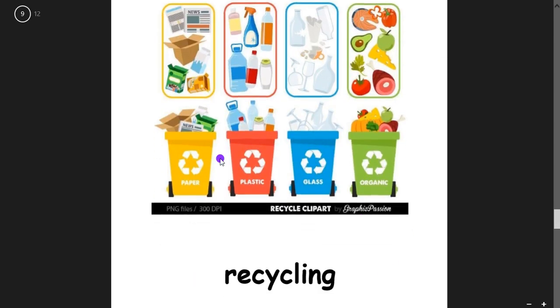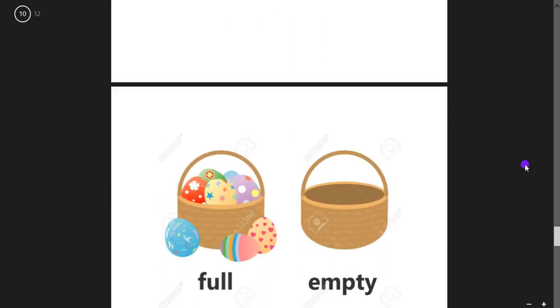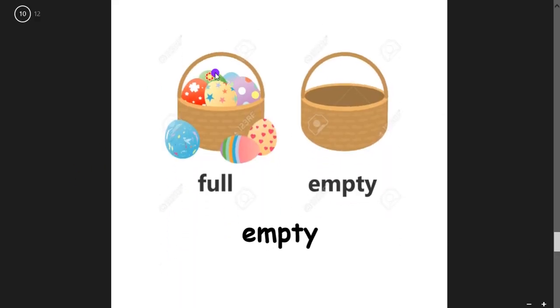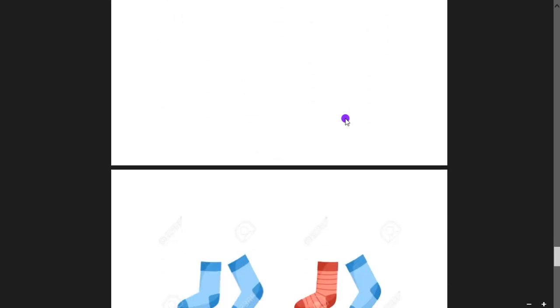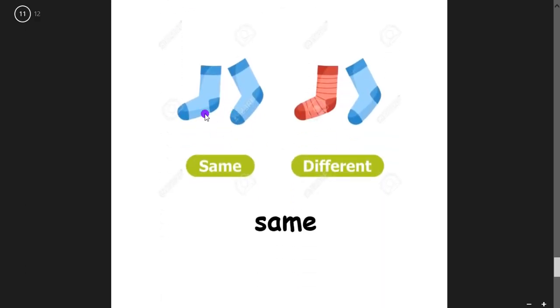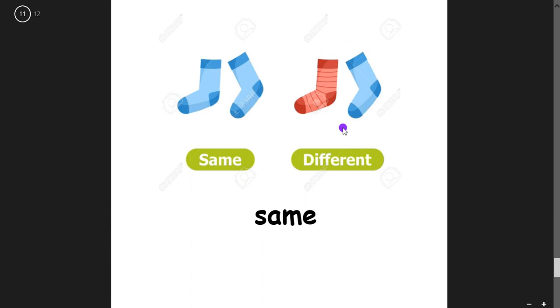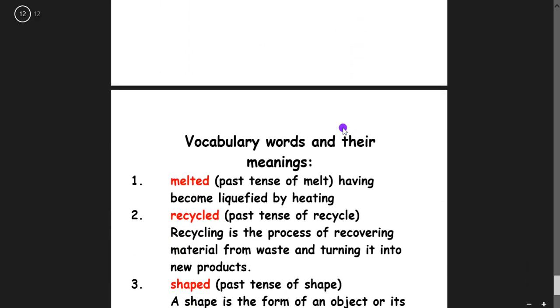Recycling. See, this is what I told you about. We can recycle paper, plastic, glass, and here is some waste from organic stuff. Recycling. This one is full, but this one is empty. These two are the same, right? And these are different. We want the word same.